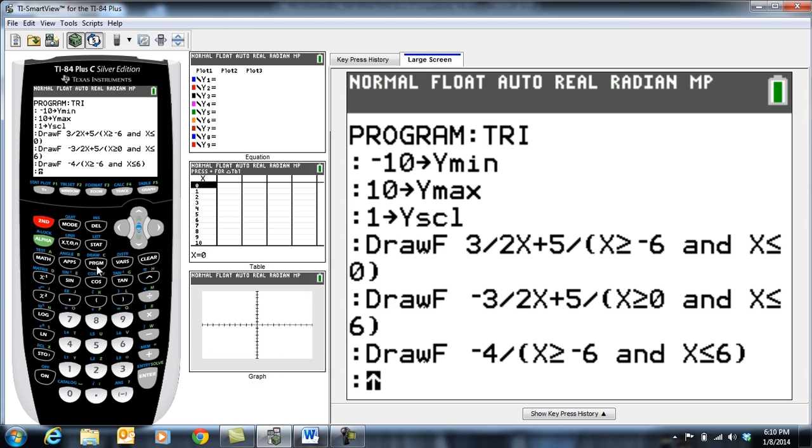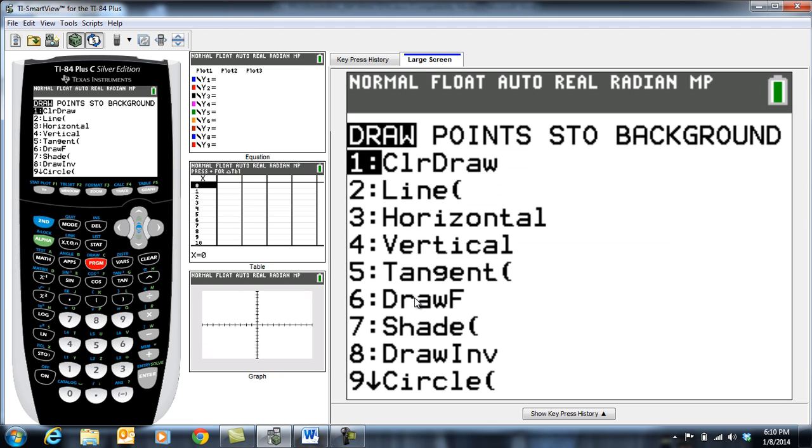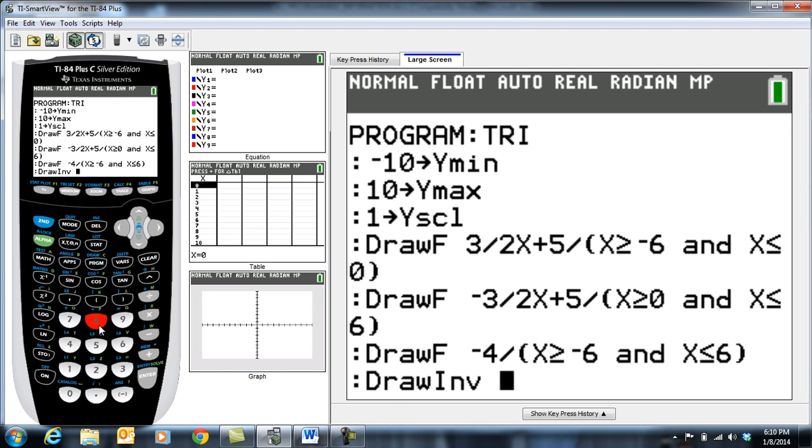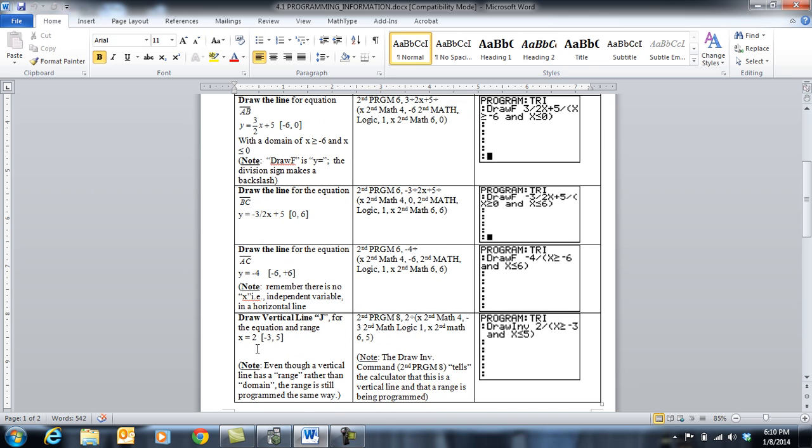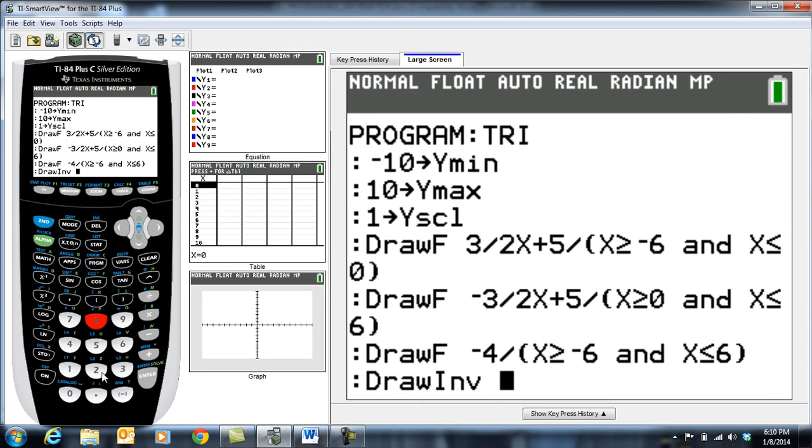So I do second program, and instead of draw f option 6, I'm going to choose option 8, draw inverse, because that's what I want it to do. So vertical lines will be draw inverse. And I want it to draw the inverse of x equals 2. I don't want the inverse of x equals 2, but I want to draw the inverse at 2. So I want this to say 2. So draw f is like y equals. Draw inverse is like x equals. So this says x equals 2.